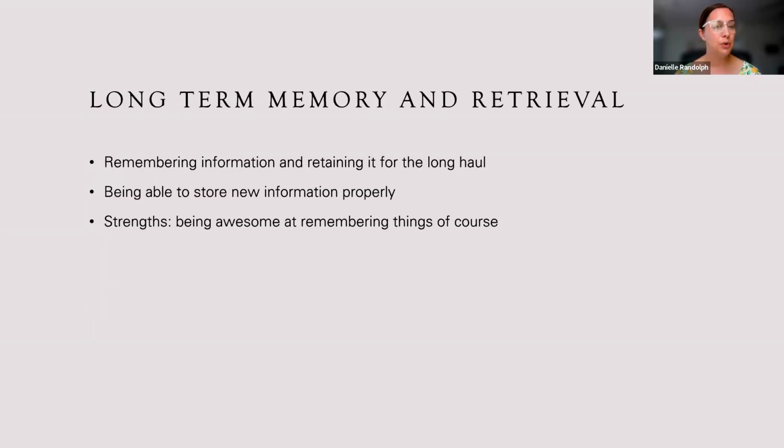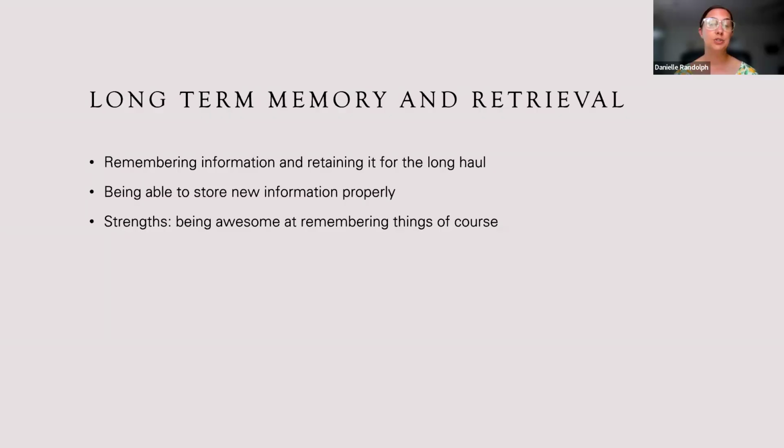Long-term memory and retrieval. This is being able to remember information and retain it for the long haul. So being able to learn something, store it away in your brain, and pull it out when you need it. I always give the analogy of our brain being a filing cabinet. So being able to learn something or take something new in, knowing where to file it, and then knowing where to find it when you need it.